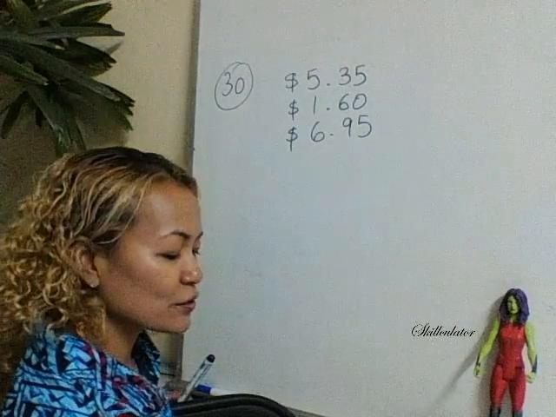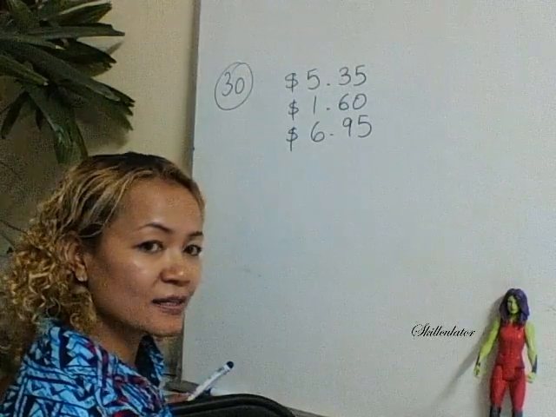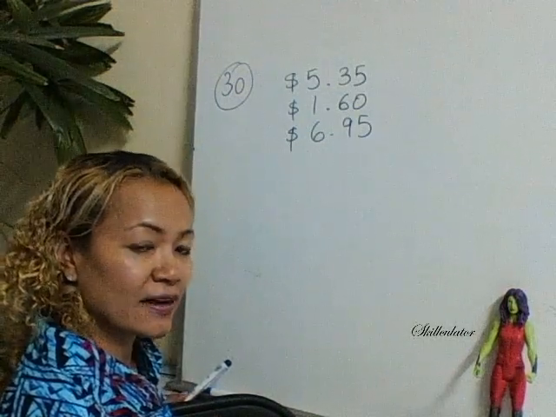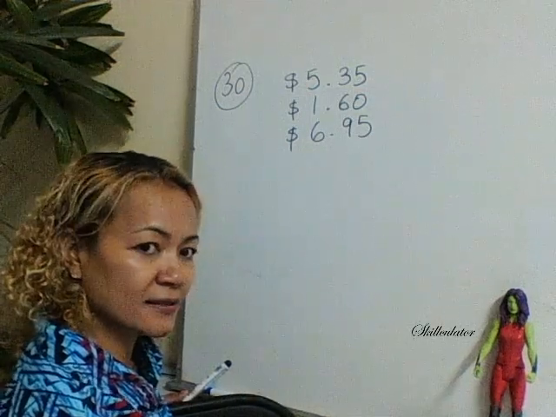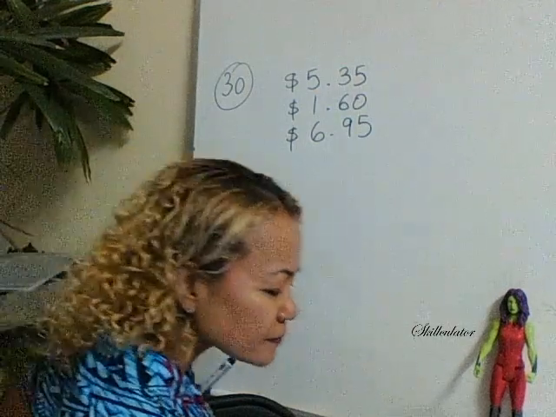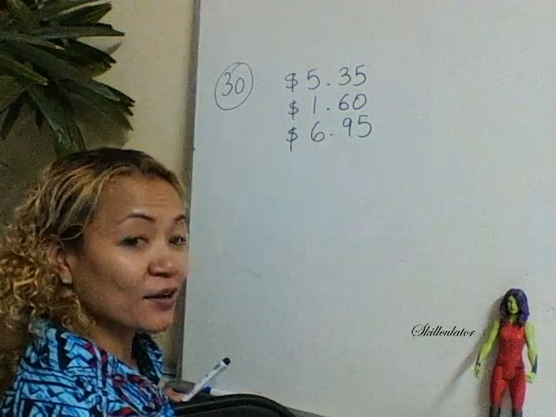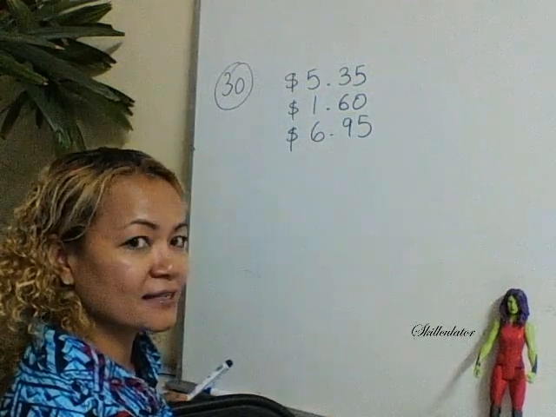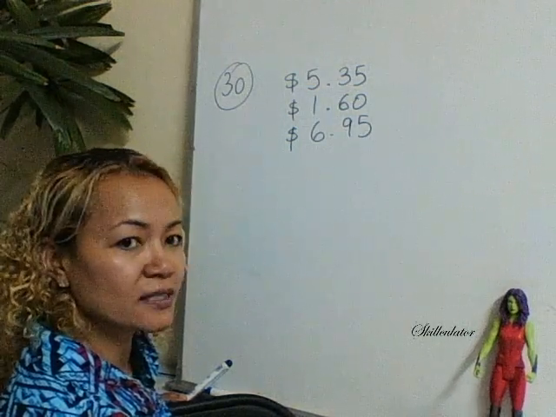This question talks about Dhamma buying 3 things from the store. Bought some milk, $5.35. I've written the 3 prices up there. Bought potatoes, I think those are potatoes, at $1.60. And Oreos. Yes, I like Oreos. Oreos at $6.95. Then it says, what change would he get from $20?